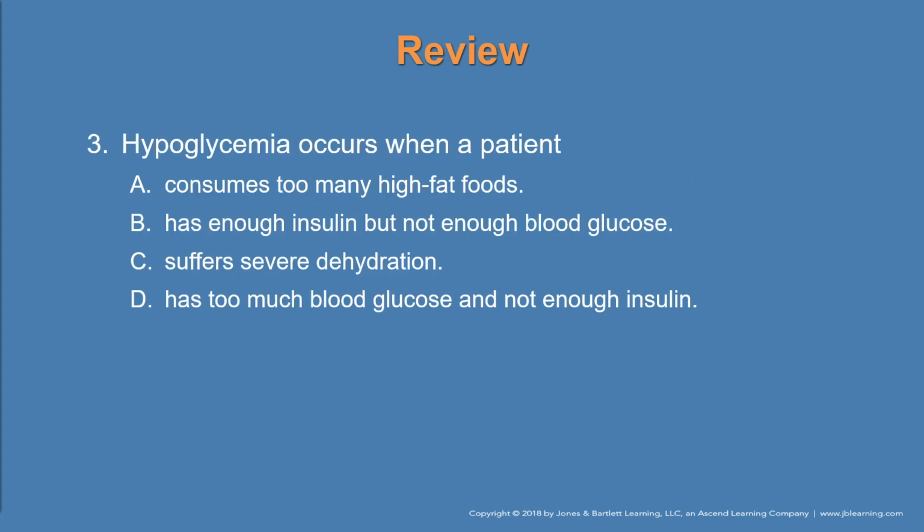All right, finally, hypoglycemia occurs when a patient consumes too many high-fat foods, has enough insulin but not enough blood glucose, suffers severe dehydration, or has too much blood glucose and not enough insulin. It looks like a lot of us have the pathophysiology of this down pat. Hypoglycemia: hypo means low. Glycemia refers to sugar. Glyce is sugar and emia is blood. So low sugar in the blood. Already, just from the word, we know that there is not enough blood glucose.